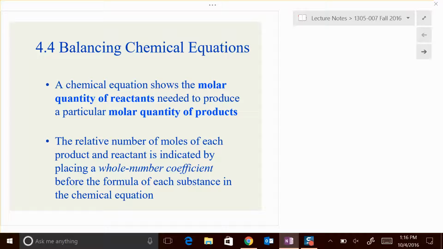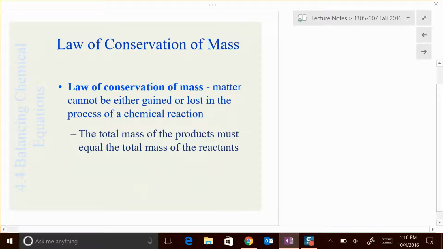So now we're going to look at how we balance any of these types of reactions that we've encountered. Balancing a chemical reaction can seem tricky at times, but once you learn the tools to use, it's not that bad. The law of conservation of mass is that all matter is neither gained nor lost in the process of a chemical reaction.